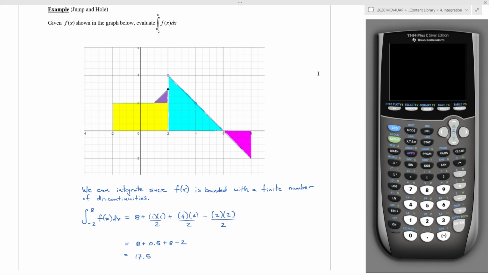Even though there is a jump there at x equals 2. It's a little bit difficult to see because I've colored everything in. But if you look at the printout, you'll see that there's a jump there at 2. But we can still integrate it.